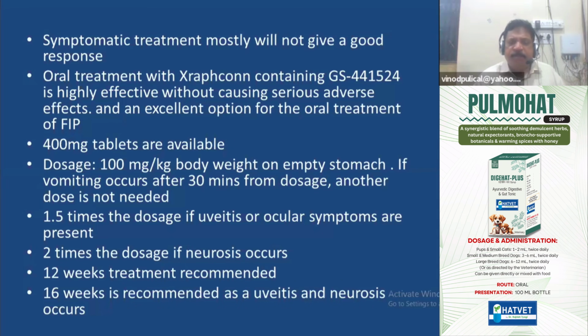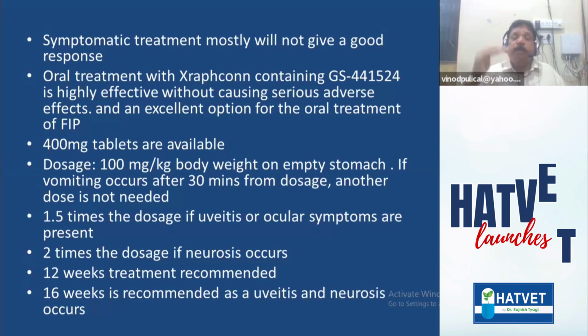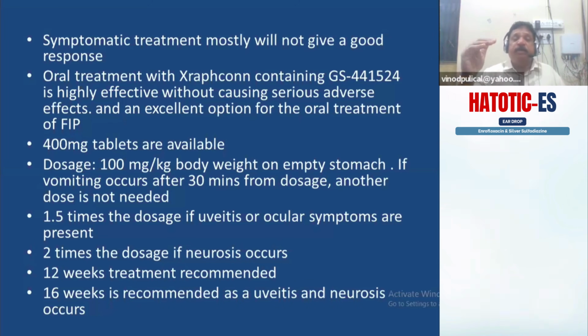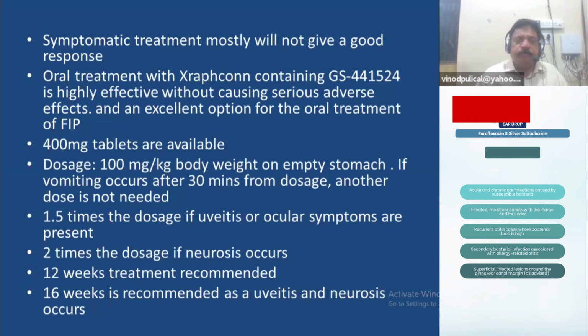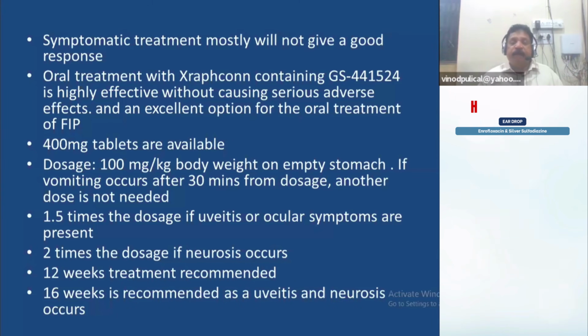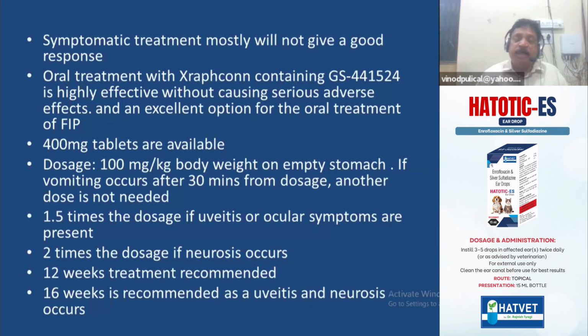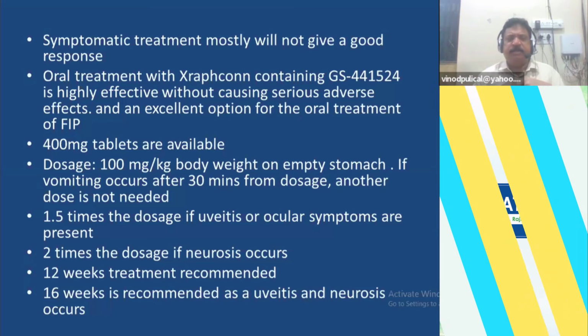And if there is severe uveitis, the ocular form, we can offer 1.5 times the dose of Xraphconn, or 2 times the dosage if neurological signs occur. A 12 week treatment is recommended, and 16 weeks in uveitis and neurological signs if they occur. So this is just an eye-opener in feline clinical practice.